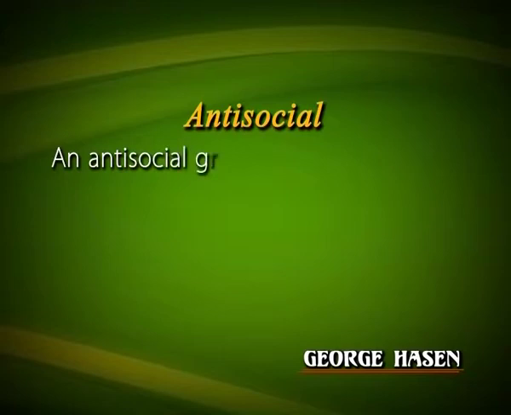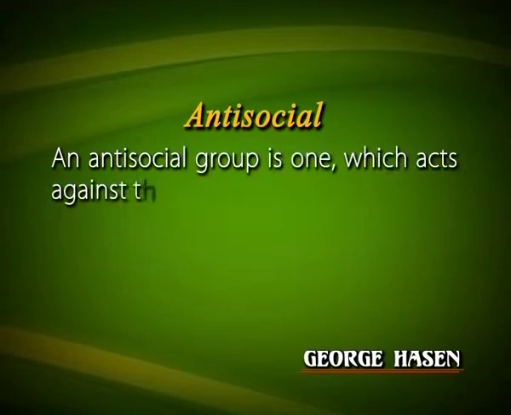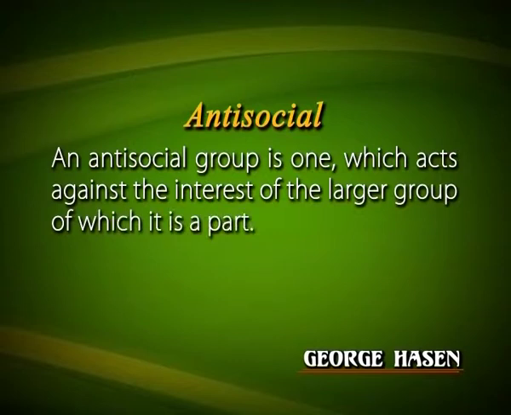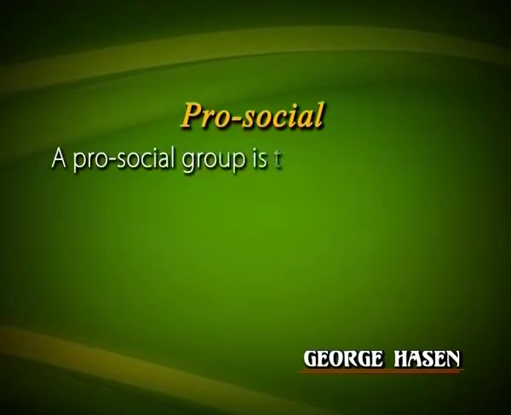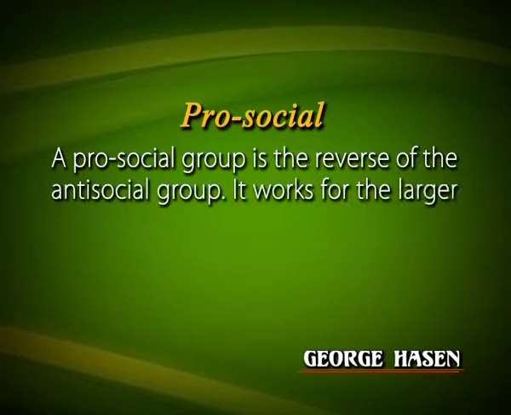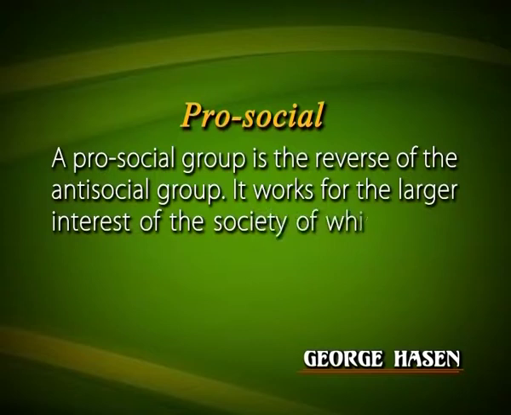An antisocial group is one which acts against the interests of the larger group of which it is a part. A pro-social group is the reverse of the antisocial group. It works for the larger interests of the society of which it is a part.